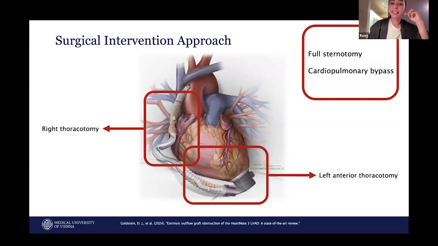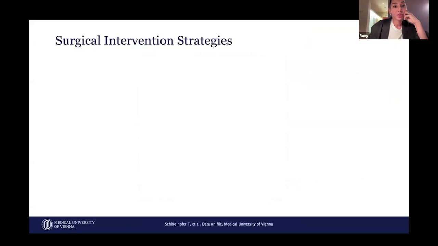Cardiopulmonary bypass is always on standby if we have any problems, if we face hemodynamic instability. We had also some patients that we did on ECMO, so that is also something that we keep in mind sometimes. So what are our surgical intervention strategies if we decided for an approach?